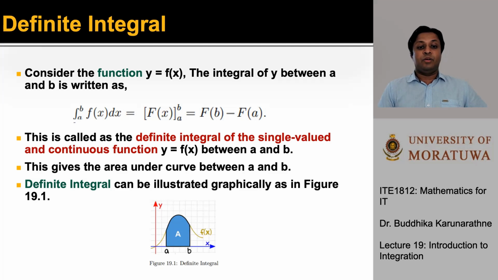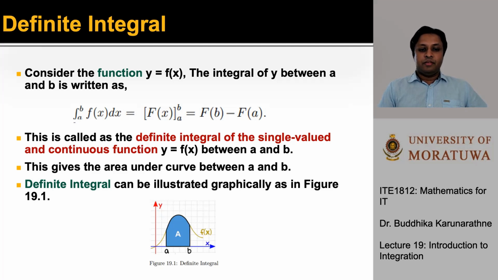This is called the definite integral of the single valued and continuous function y equals f(x) between a and b. So a and b are two values. This also gives the area under the curve between a and b. So how do we get this area under the curve? When you have the graph for f(x), you have a graphical representation in this slide. So a definite integral can be illustrated as in this diagram or graph given in this slide.